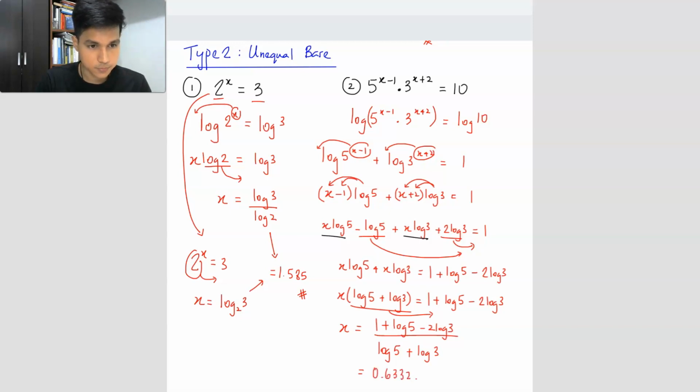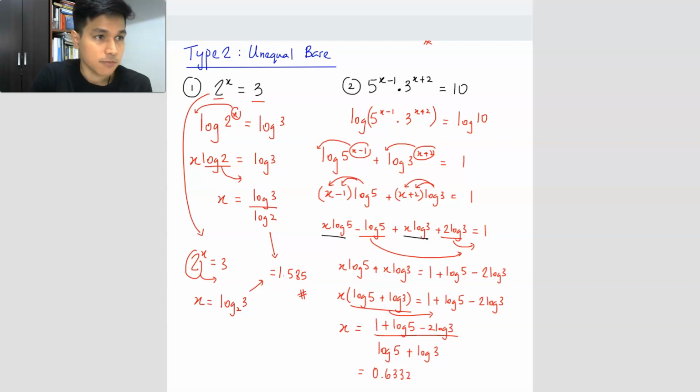You will get your answer, which is 0.6332. So the main thing for type 2 is that it is unequal base, so you have to add log inside. When you add log inside, you need to be familiar with the properties of log, otherwise it will be difficult for you. So when you understand, you know that you can shift the power to the front. And second thing is, when it is multiplying like this, you can break it apart into plus, same as divide.